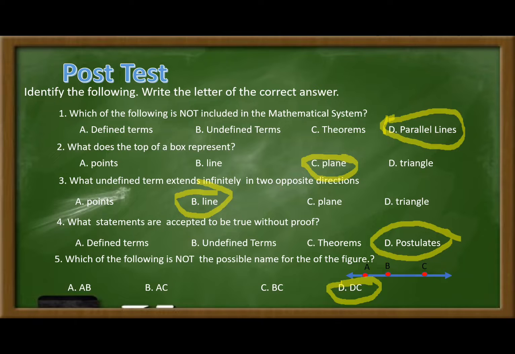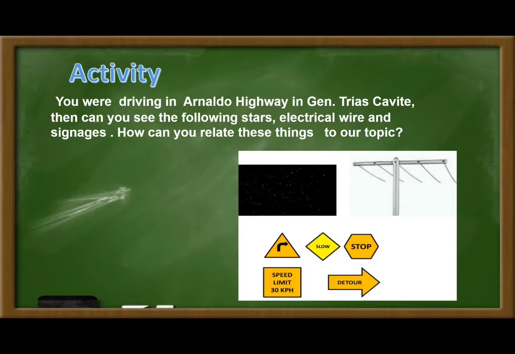So I hope you got the correct answer. For our activity, you were driving in Aguinaldo Highway in General Trias, Cavite. Then you see the following: stars, electrical wire, and signages. How can you relate these things to our topic? Very good.